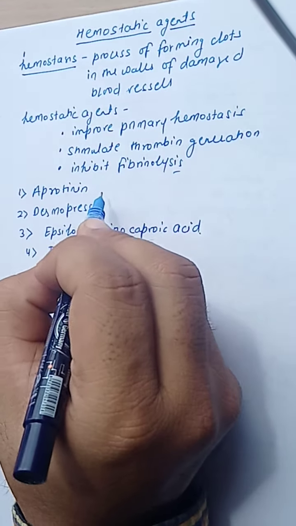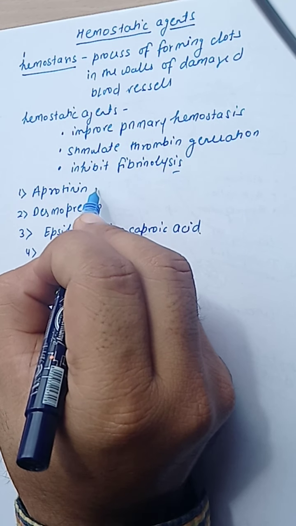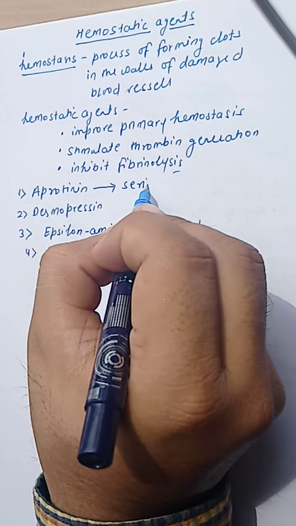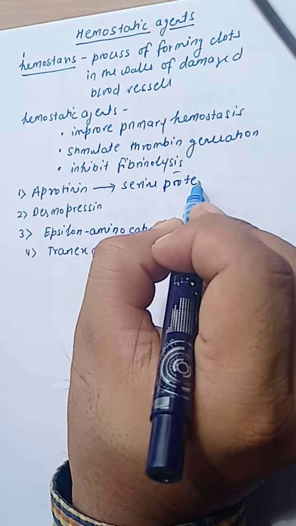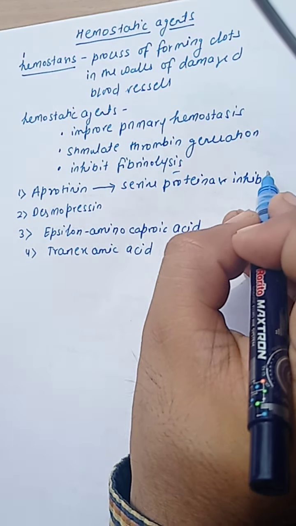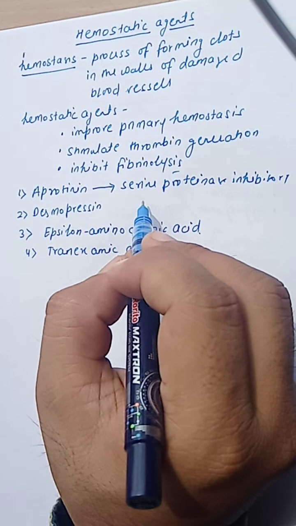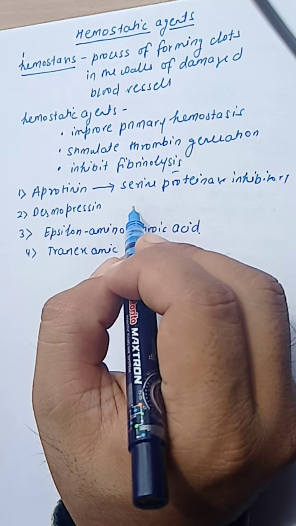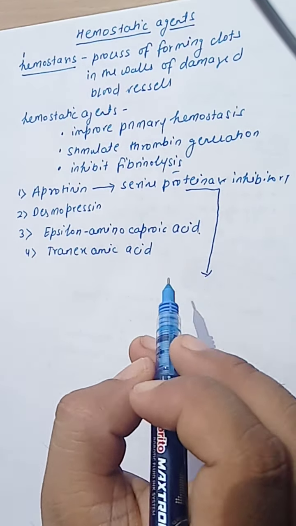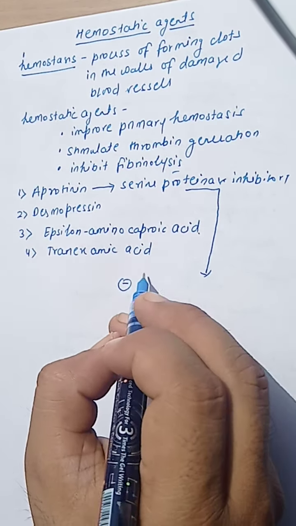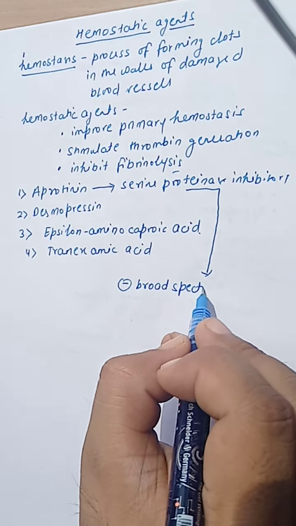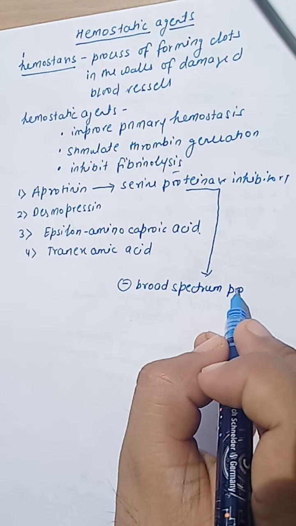One by one I am going to discuss. Aprotinin is a serine proteinase inhibitor. What it does, aprotinin inhibits broad spectrum proteases.